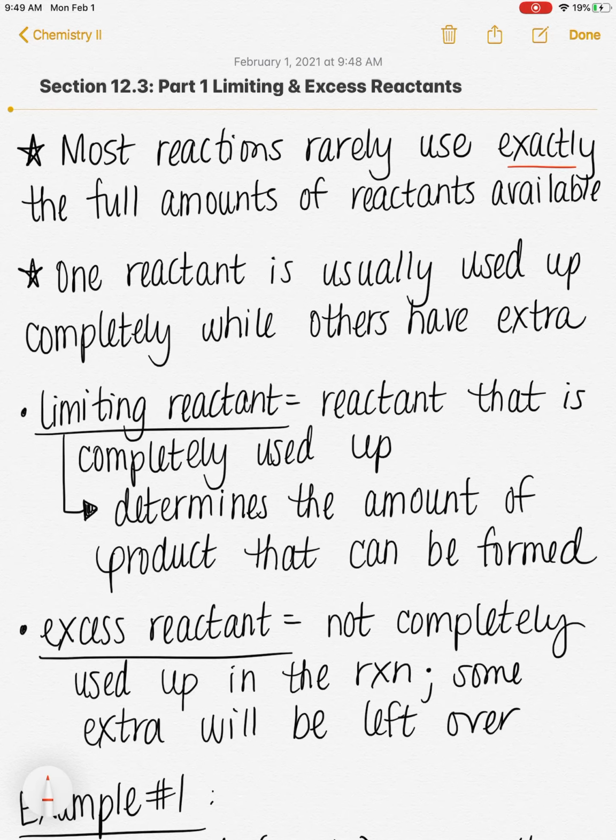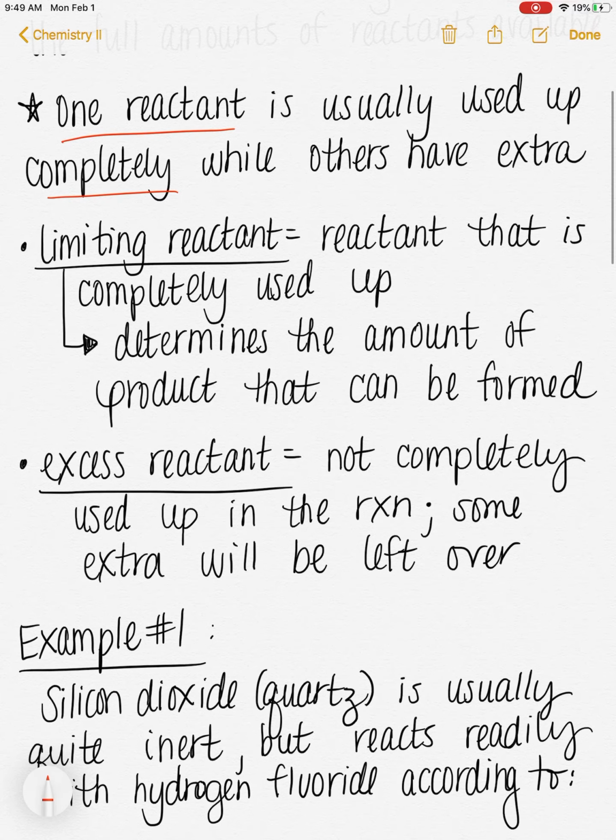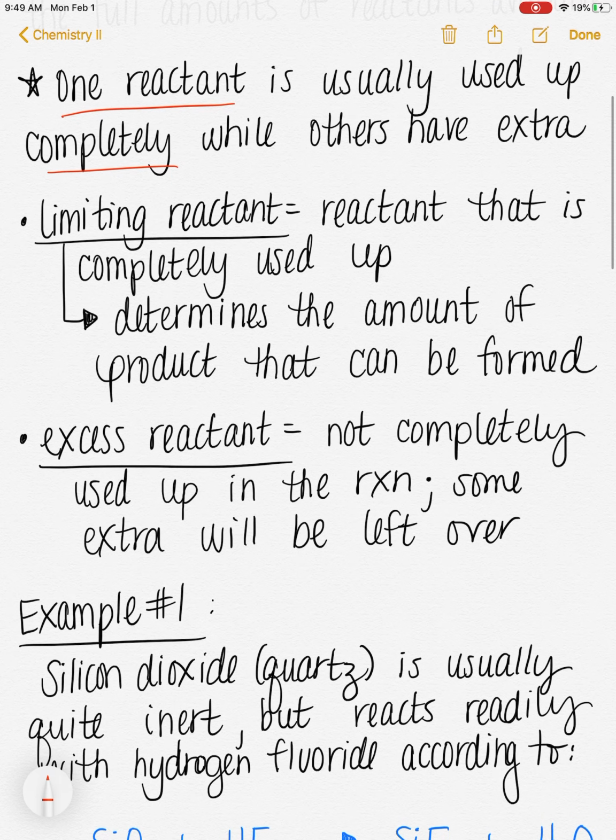Perhaps you use the entire container of chocolate chips, but you're going to have a lot of things left over: some flour, some sugar, some butter, some eggs. Chemistry is the same way, except, remember, you can't eat in lab. You're usually going to take one of your reactants and use it up completely, while the others are going to have extra, which leads us to our two definitions of limiting reactant and excess reactant.